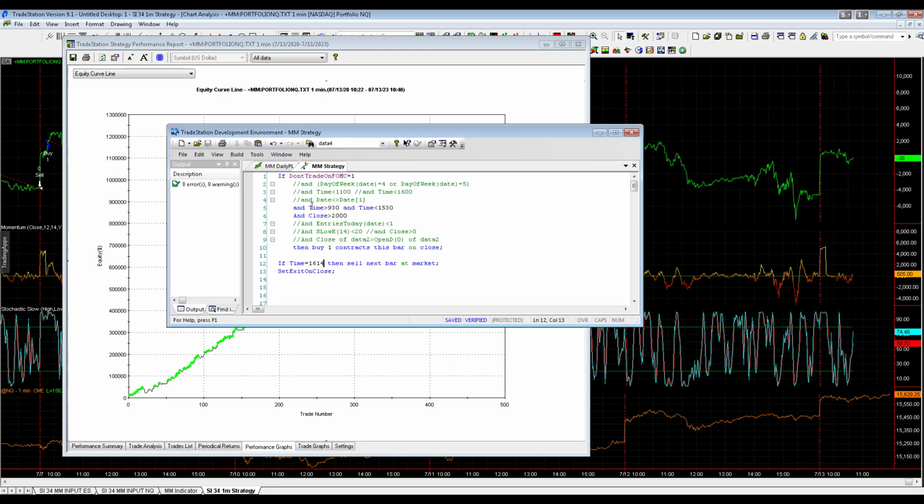Let's look at how you add a stop loss to this. You don't just use set stop loss because these are closing bars. If close is less than, if you get in at plus 2,000, your stop loss would be minus 3,000, which would be a $5,000 stop loss. Then sell this bar on close.